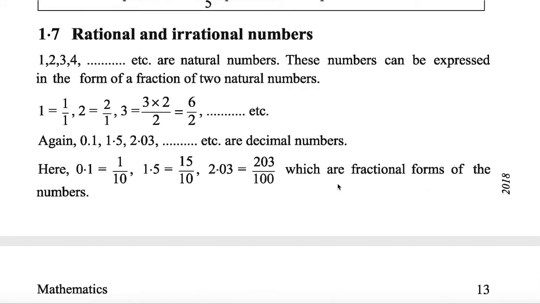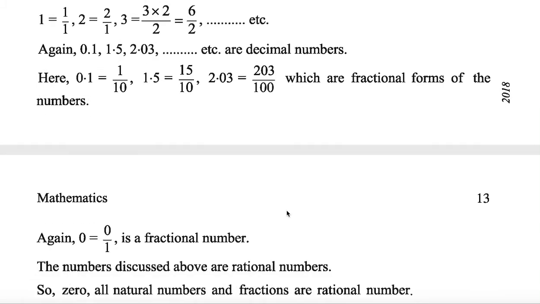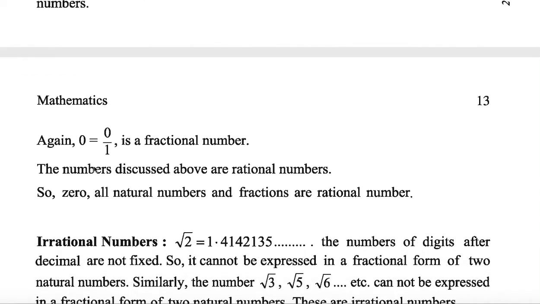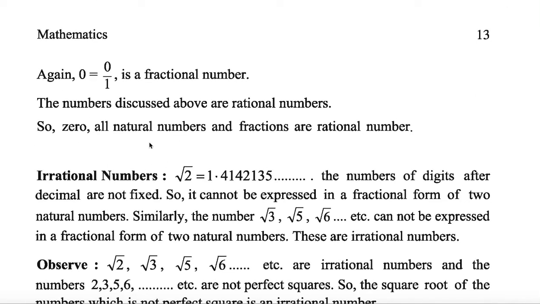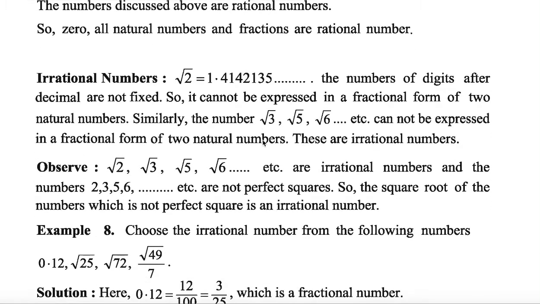Rational and irrational numbers. Whichever numbers can be expressed as a fraction of two natural numbers is called a rational number. Decimal numbers can also be expressed in rational, fractional form. Again, 0 is a rational number because 0 can be written as 0 by 1, 0 by 2. Right? These are all natural numbers. 0, all natural numbers and fractions are rational numbers.